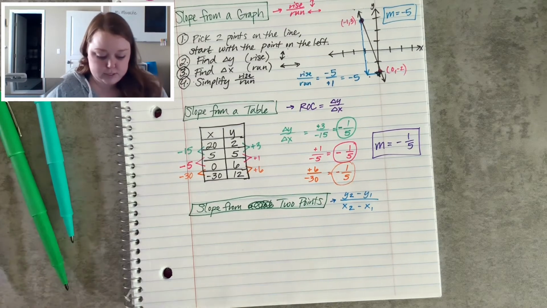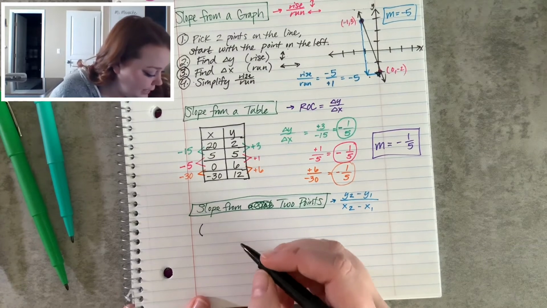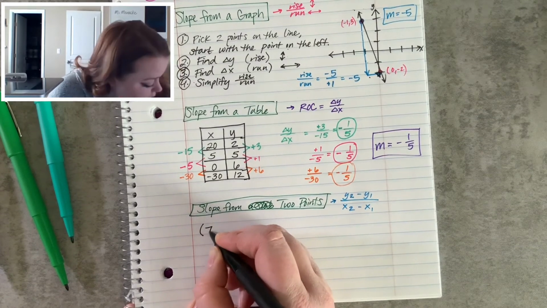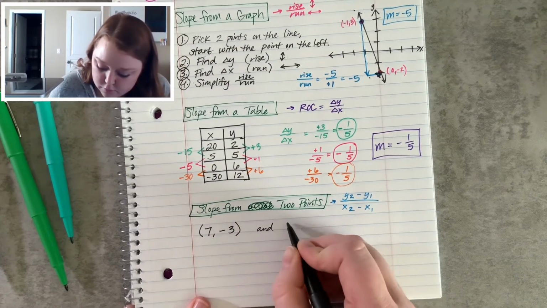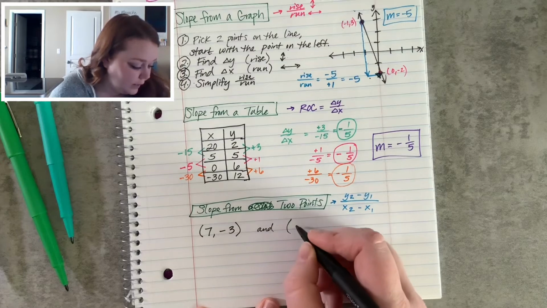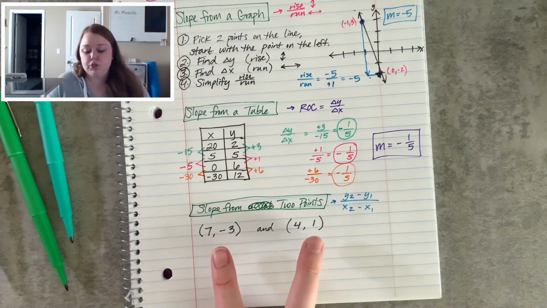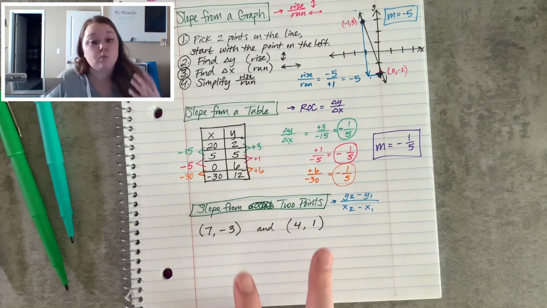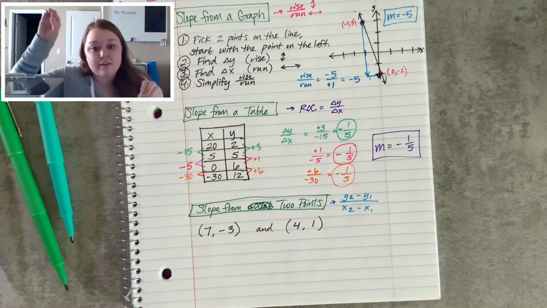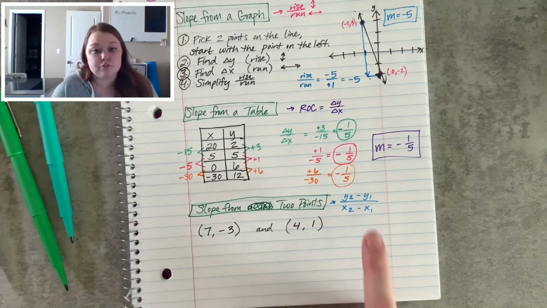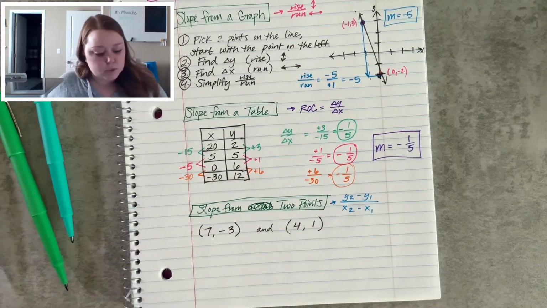Okay, so let's say I give you these 2 ordered pairs. So your first one is 7, negative 3. And the second ordered pair is 4, 1. So question would be, what is the slope from these 2 points on a graph? Okay, instead of graphing them and doing rise and run, you're just going to do y2 minus y1 over x2 minus x1. So what do we mean by that?